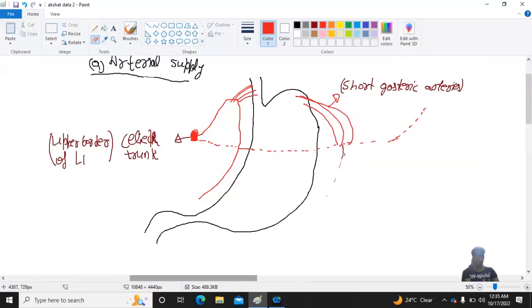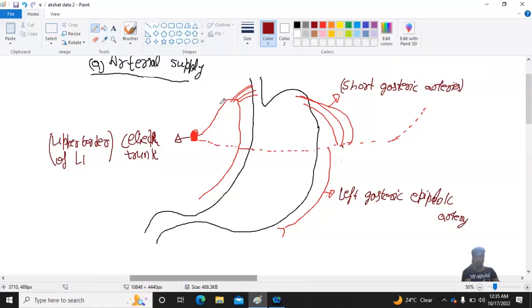This is the left gastric epiploic artery, which is given by the splenic artery, which covers the greater curvature of the stomach from the left side. This is left gastric epiploic artery.